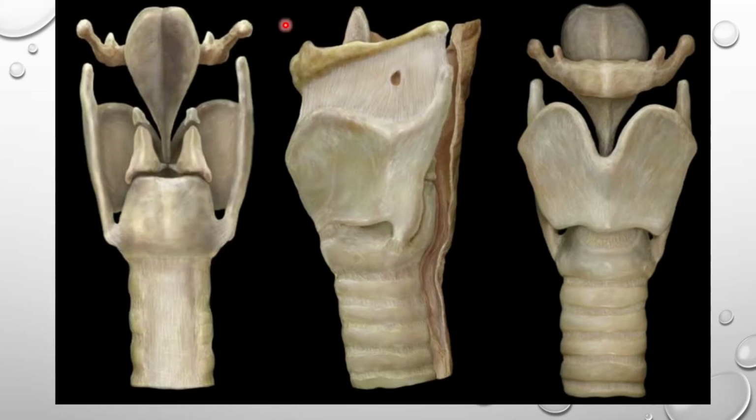And then on the posterior aspects, we have these horns. We have the superior horn and the inferior horn on the right, and a superior horn and an inferior horn on the left.